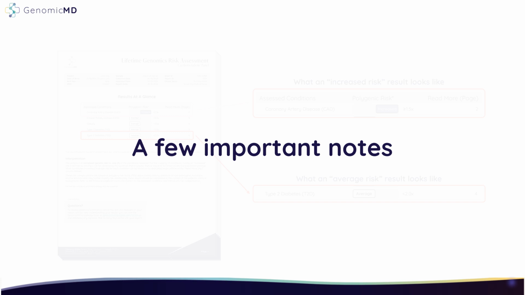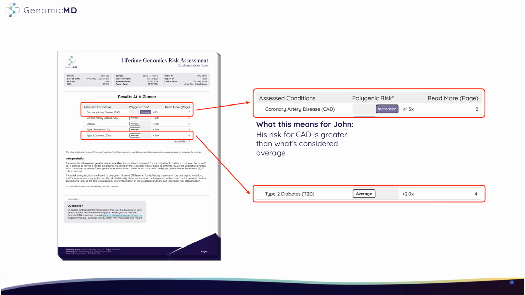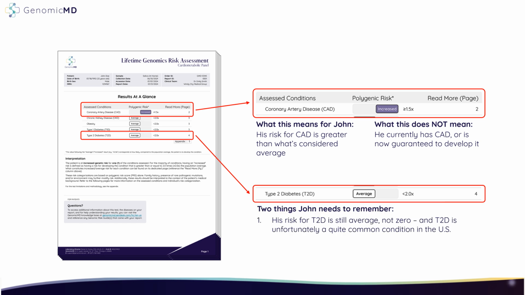A few important notes before we continue. First, an increased risk result only means that your genetic predisposition for developing the condition is higher than average. It does not mean John currently has the disease, nor that he is now guaranteed to develop it in the future. At the same time, an average risk result doesn't mean zero risk. It just means your genetic predisposition is typical. For some common diseases, your risk might still be significant even if it's considered average.